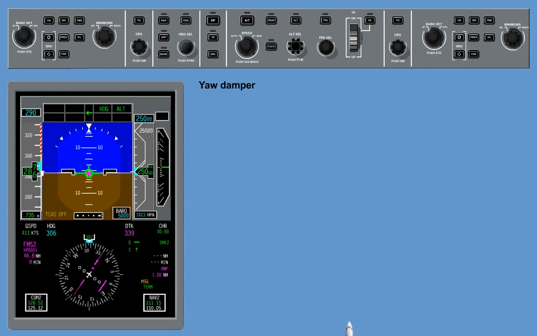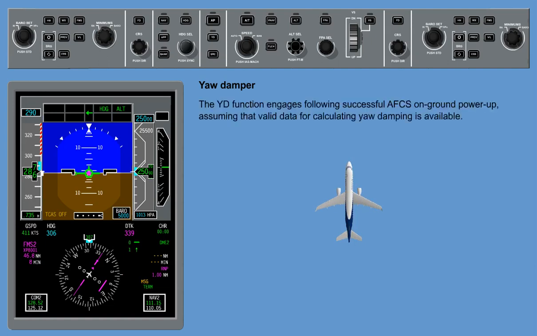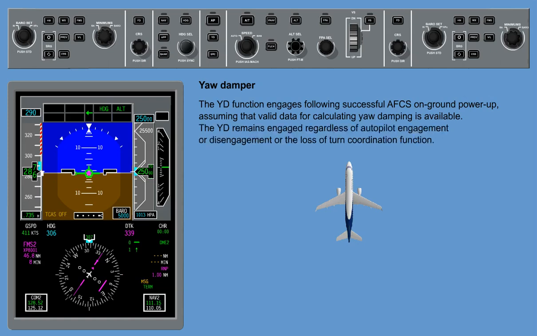Yaw damper. The yaw damper provides command to the rudder control surface and actuates it independently of the autopilot and flight director system. The yaw damper function engages following successful AFCS on-ground power-up, assuming that valid data for calculating yaw damping is available. The yaw damper remains engaged regardless of autopilot engagement or disengagement or the loss of turn coordination function.